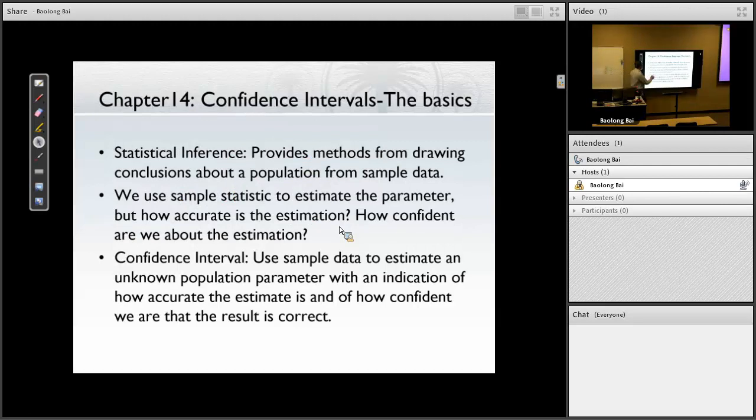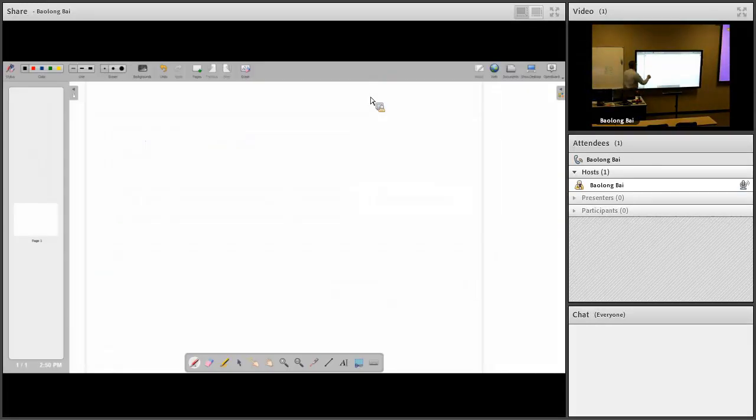So first, what's inference? Inference provides a method for drawing conclusions about the population, right? From the sample data. Okay. So think about inference: you're going to have a population of interest. There are many, many individuals in the population.